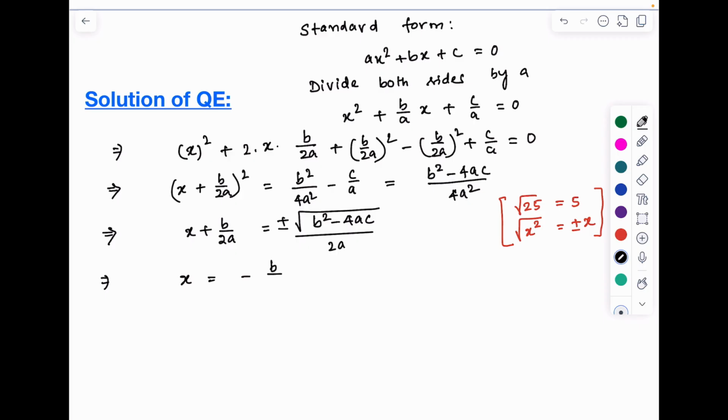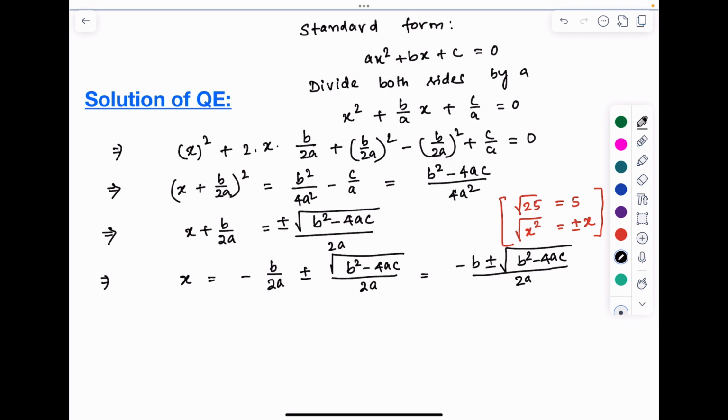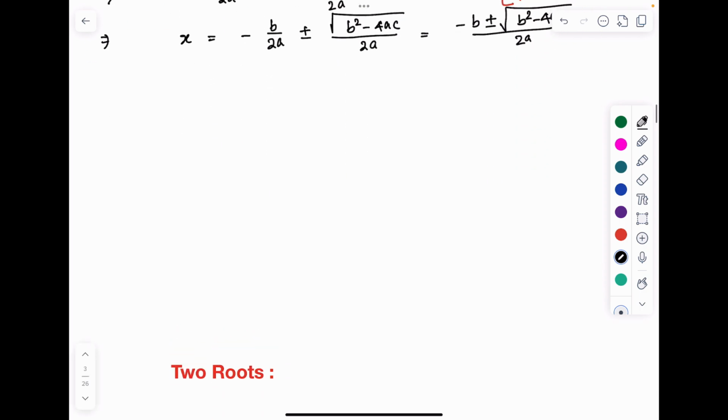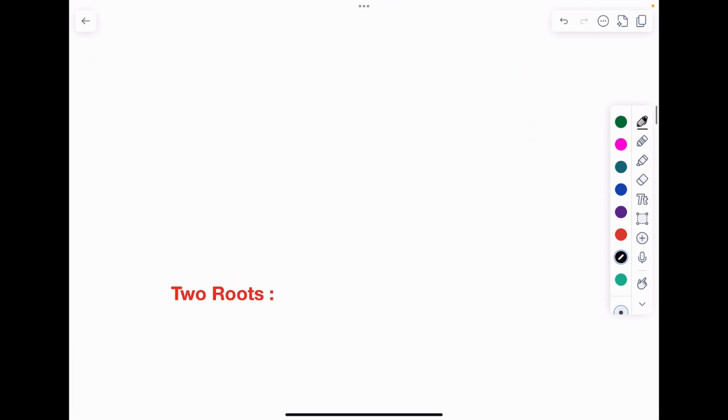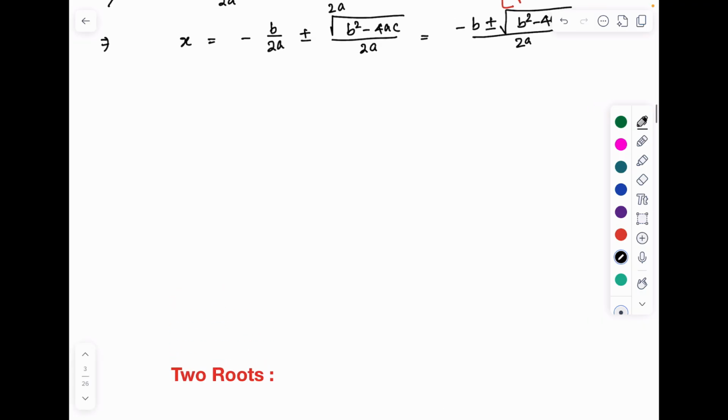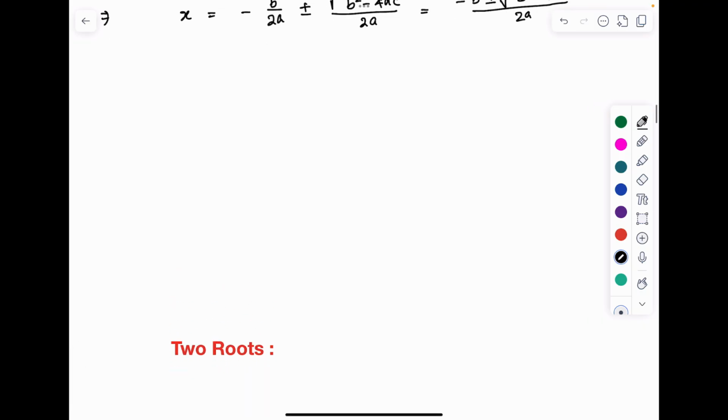This implies x is equal to minus b by 2a plus minus the square root of b square minus 4ac by 2a. The same as minus b, we can rewrite as minus b plus minus the square root of b square minus 4ac by 2a. We have two roots now, one is alpha and another is beta. Which are these two roots? Alpha and beta, we will write it.